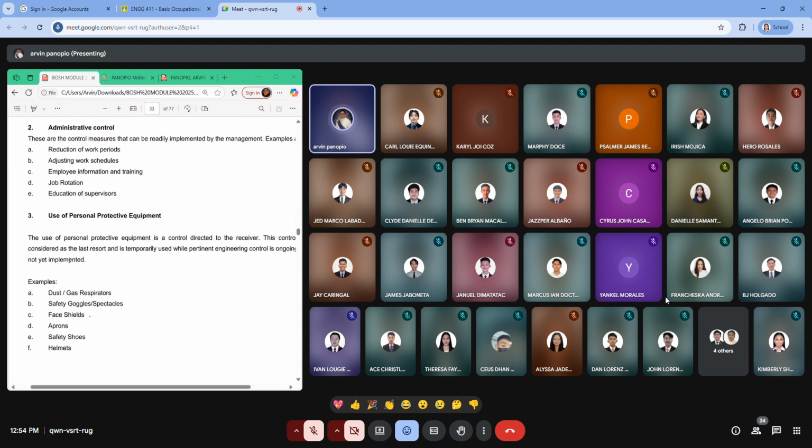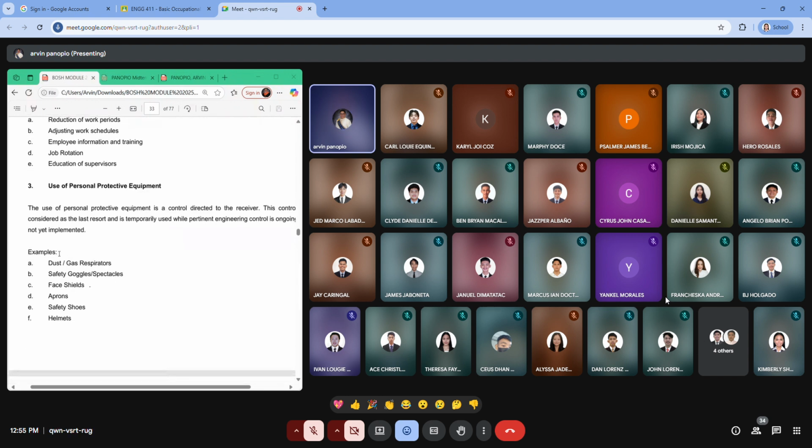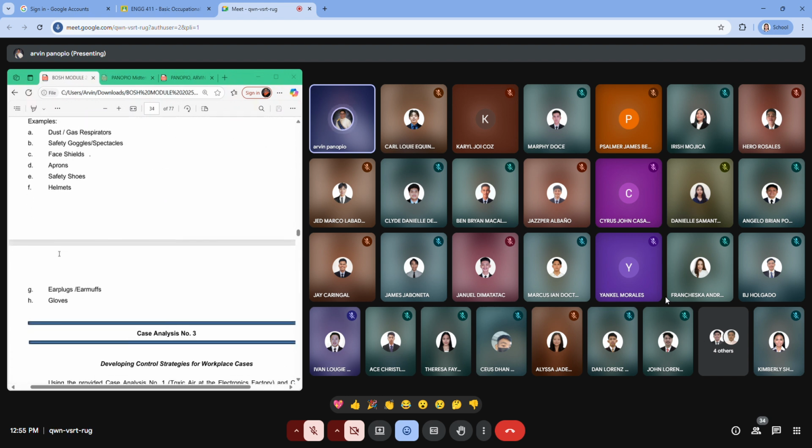And we have different types and uses of PPE. So we have here the dust or gas respirators, safety goggles and spectacles, face shields, aprons, safety shoes, and helmets. We also have earplugs, earmuffs, and gloves.